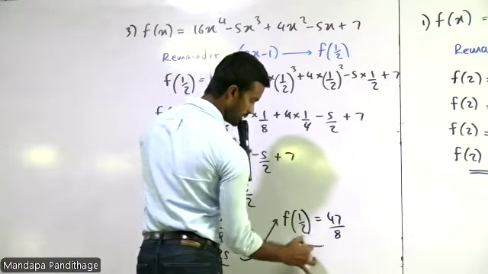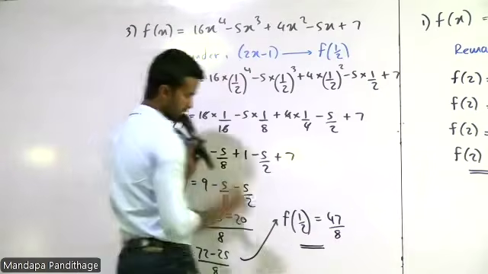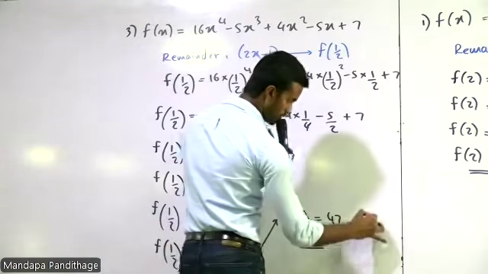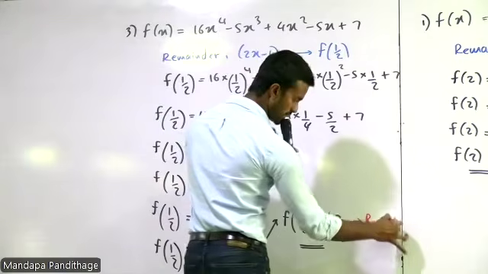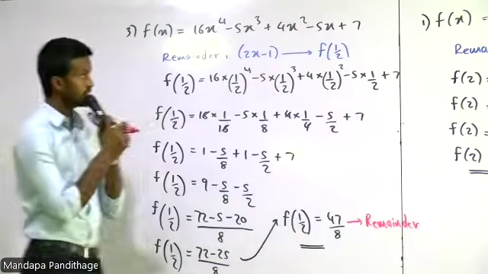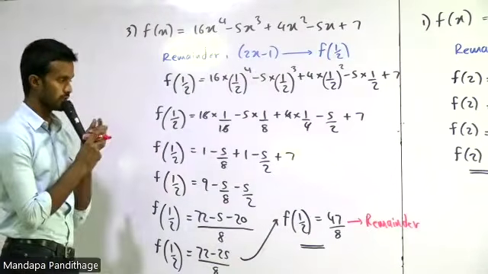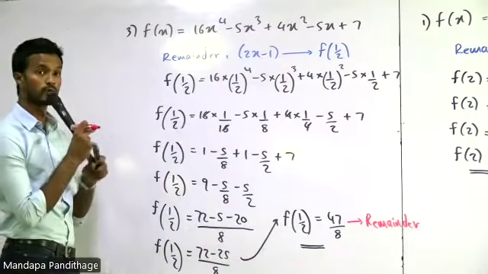If you have done the simplification properly, f half is equal to 47 over 8, and that is the remainder. Which means when you divide fx by 2x minus 1, the remainder is 47 over 8. Okay, hands up who got 47 over 8.